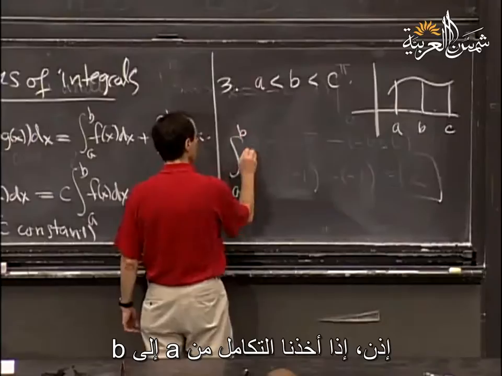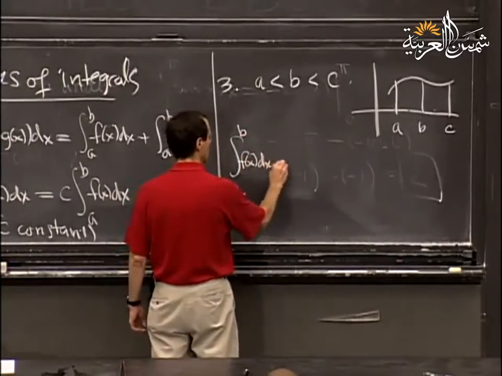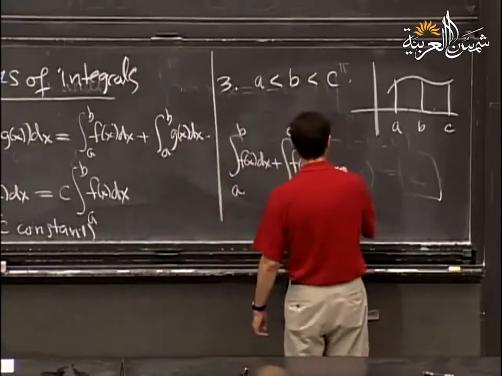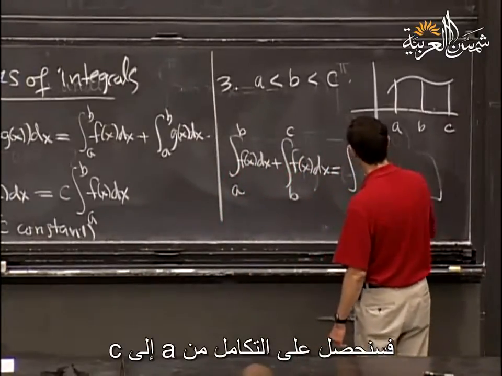So if you integrate from a to b, and you add to that the integral from b to c, you'll get the integral from a to c.